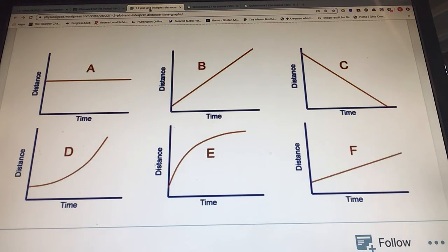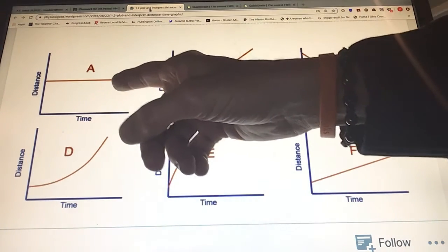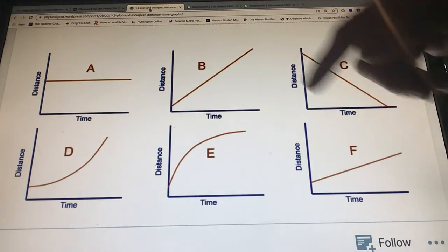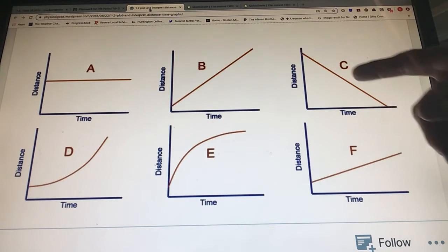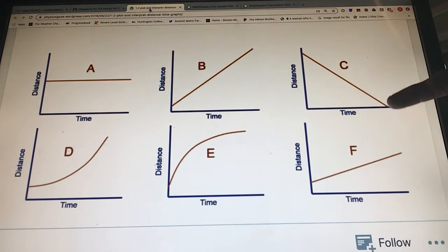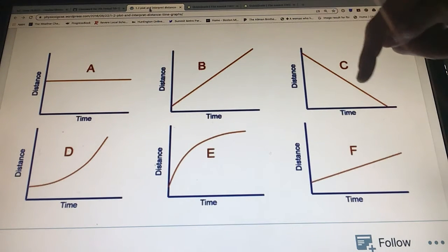Okay. You should have said that this one is stopped. This one is moving away at a constant speed. This one's moving toward at a constant speed because it's, let's say, 5 meters, then 4 meters, then 3 meters, 2 meters, 1 meter, then it's at the 0 point. The starting point is the base here. So this object is moving toward the bottom.